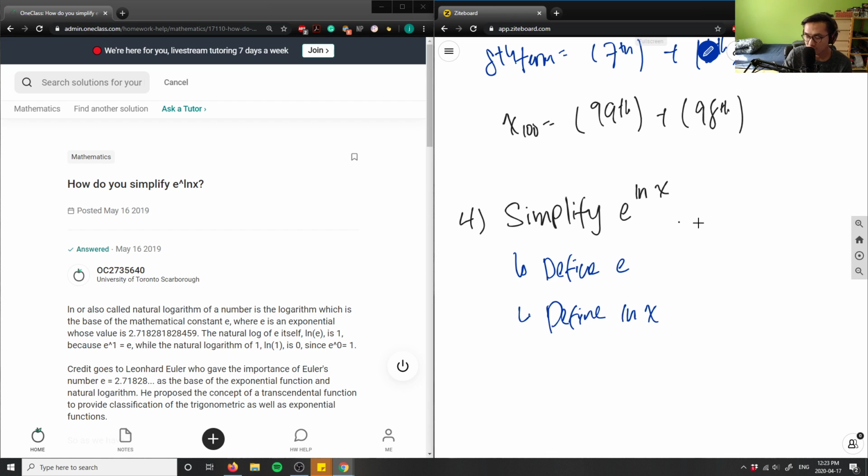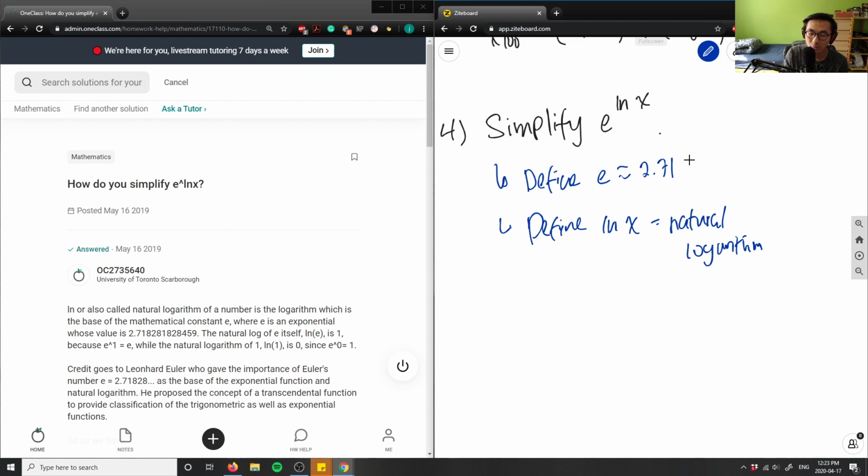So let's define e. Again, e is Euler's number, right? And e approximately equals 2.71, just like they stated here. And when we say log x, that is the natural logarithm, right? When we take log of e, that is equal to 1, right? So we know all that stuff. Natural logarithms follow the same logarithmic rules.